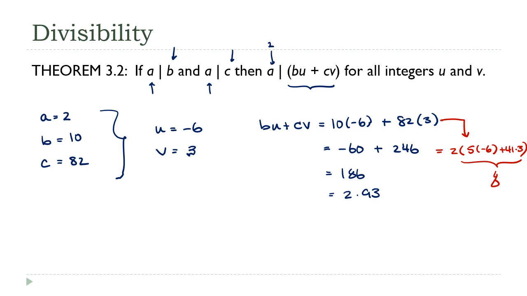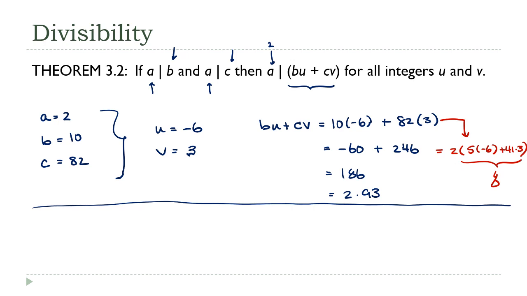So let's see. I'm going to go back. I think I can fit this in down here. That was just my example, getting a feel for what this is saying. Now let's see if we can actually prove this. A divides B, therefore there exists an integer m such that B equals m times A. It's just a definition. Now I'm going to do the same thing with A and C.